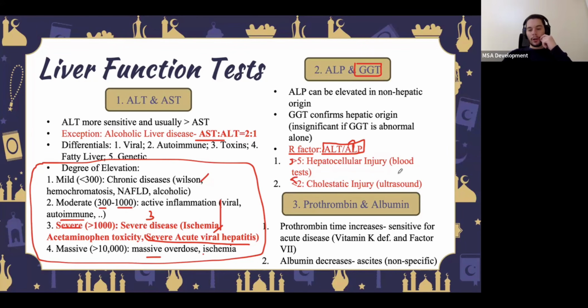I also mentioned here, if it's hepatocellular, you can do more blood tests. If it's cholestatic, you go directly to ultrasound.